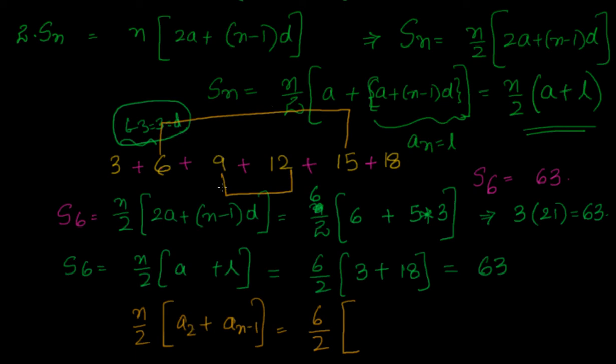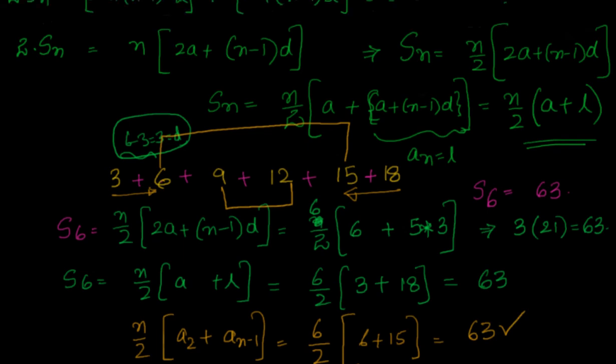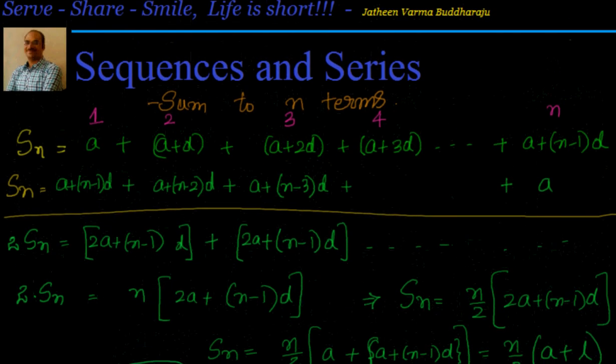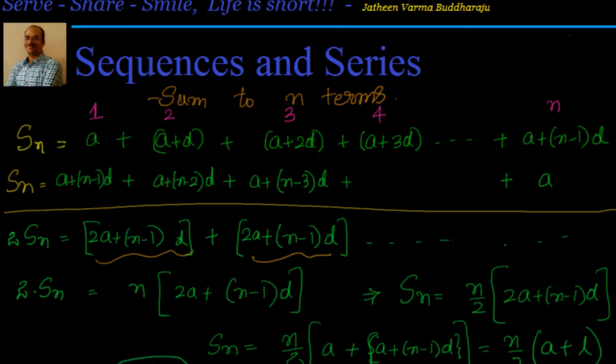a2 plus an minus 1. That's the second term from the beginning, second term from the ending. If you add them, that is 6 plus 15. That is also equal to 63. Basically, this is the same logic which we have applied here to find out that we are always having the terms constant when you reverse them and add together. That's how we got Sn equal to n by 2 into 2a plus n minus 1 into d.